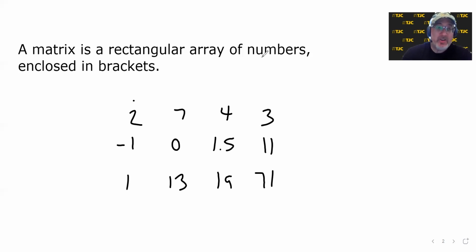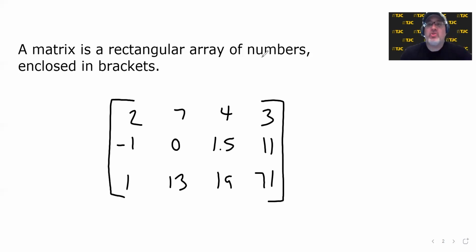But to make it a matrix, it should actually be enclosed in a gigantic set of brackets. And that's all a matrix is, a rectangular array of numbers enclosed in brackets. Technically, those are brackets. Braces are these things, which is not what our matrices will be enclosed in. All right, so what does this have to do with systems of equations?